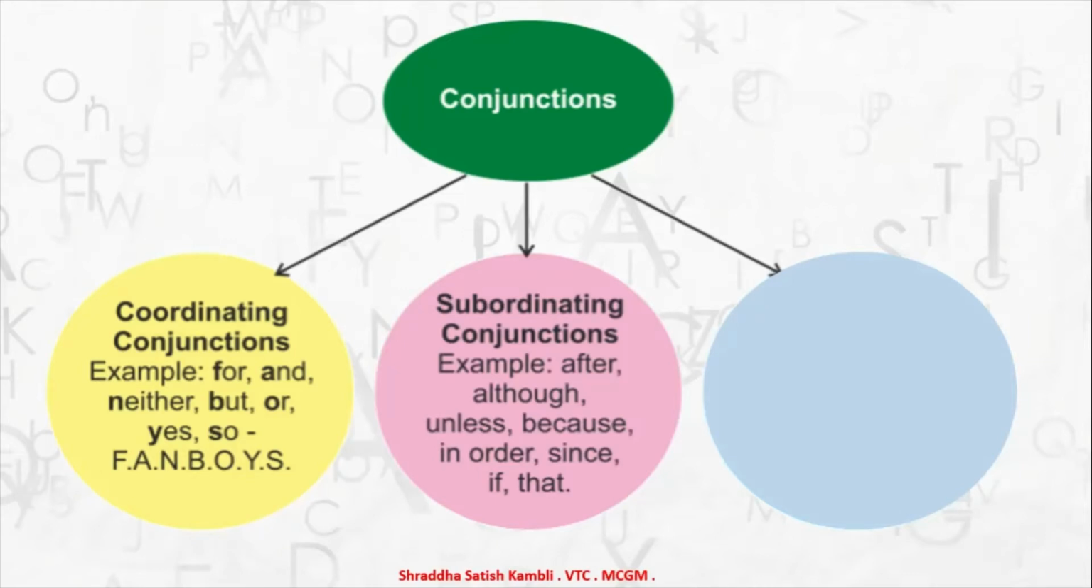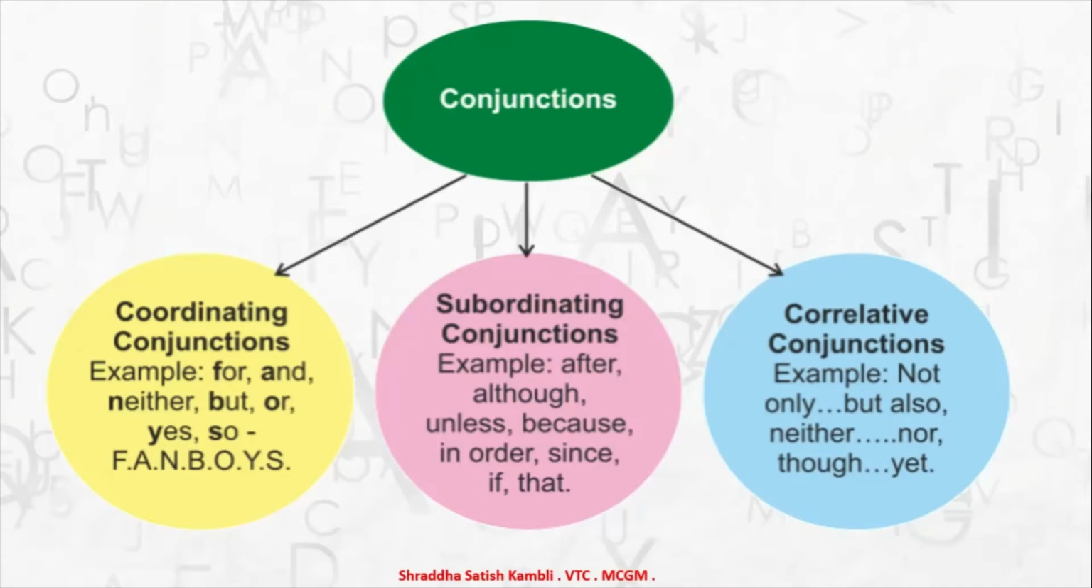Now, what about the subordinating conjunction? We have after, although, unless, because, in order, since, if, that. All these are the subordinating conjunctions. Alright, and finally we have the correlative conjunctions. So what are they? Not only but also, neither and nor, though and yet.